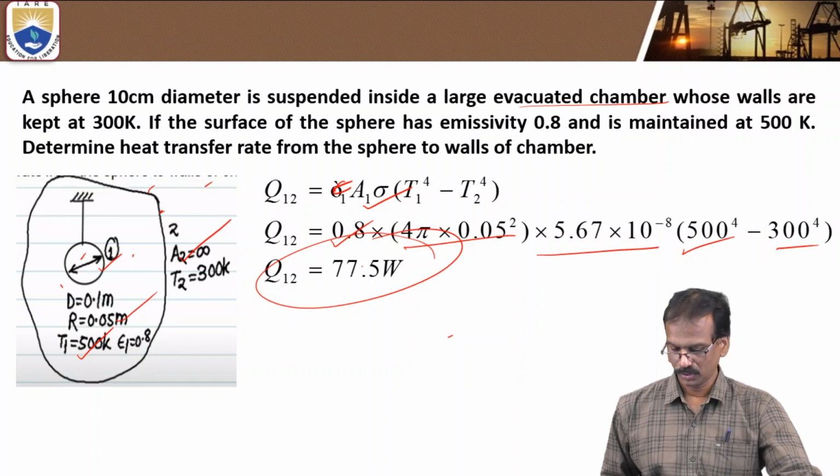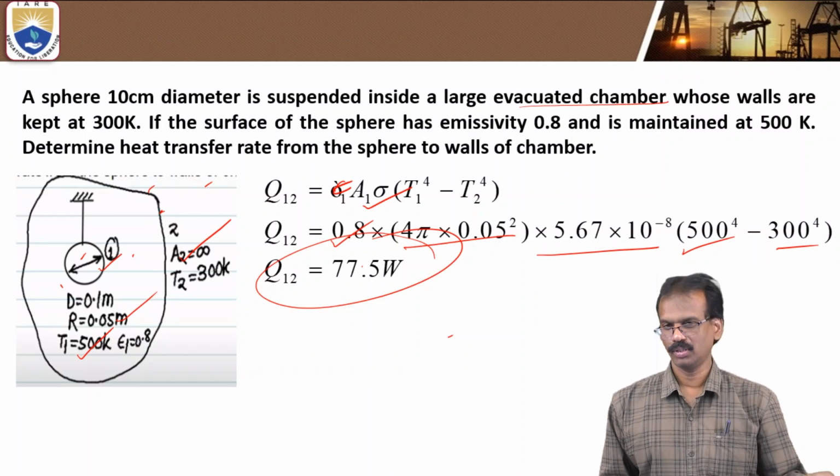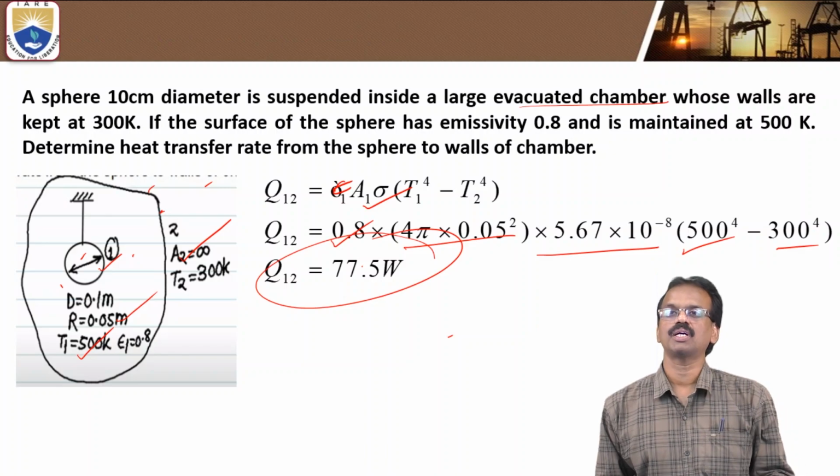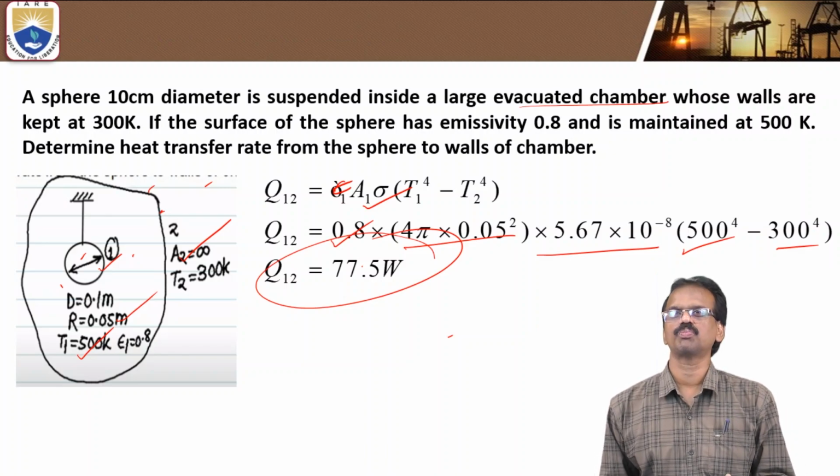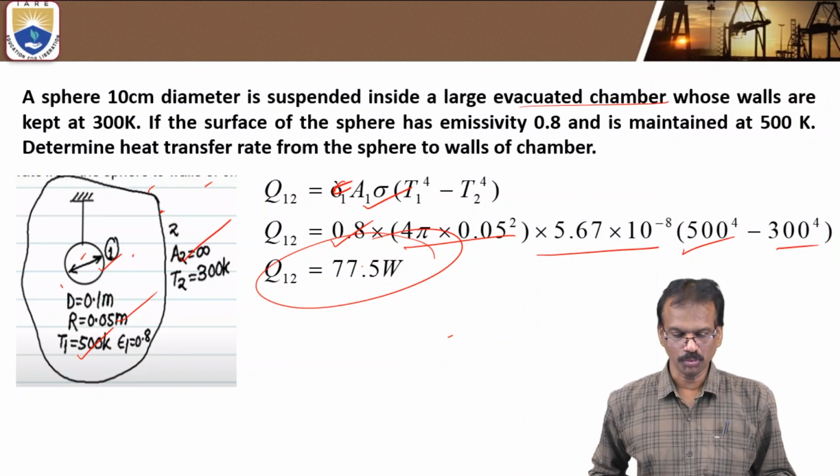77.5 watts. So in this way, we can solve different numericals related to a small body in a big enclosure. I have given one model numerical related to a small body in a big enclosure. We'll see one more numerical.